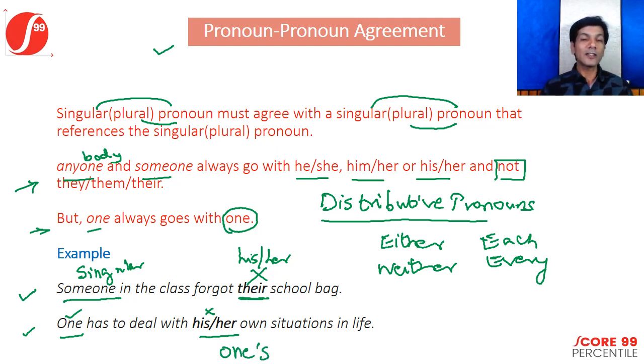Now, why is it "one's own situations in life"? Because his and her are possessive pronouns. Hence, your reference here also should be a possessive pronoun. So the possessive case of one is one's. So you replace "his or her" with "one's," and that makes the sentence correct. Now let's move on to looking at critical aspects of subject and verb agreement.